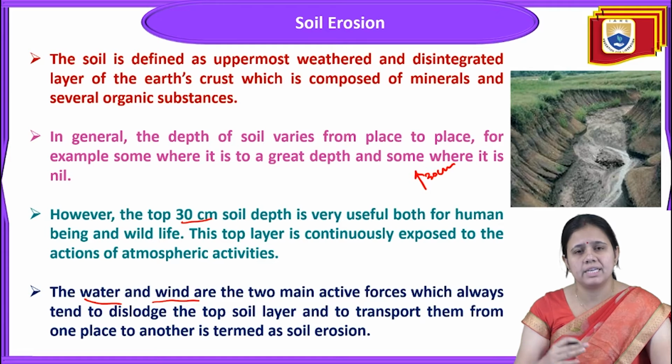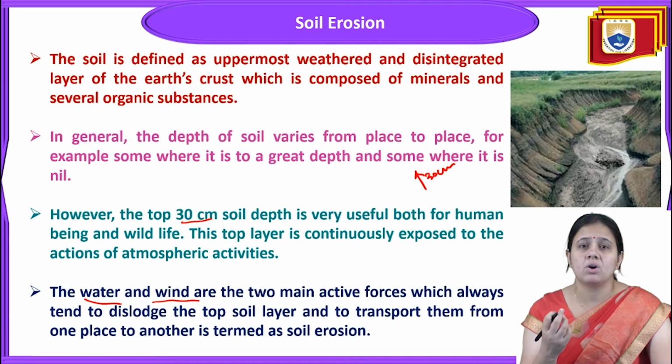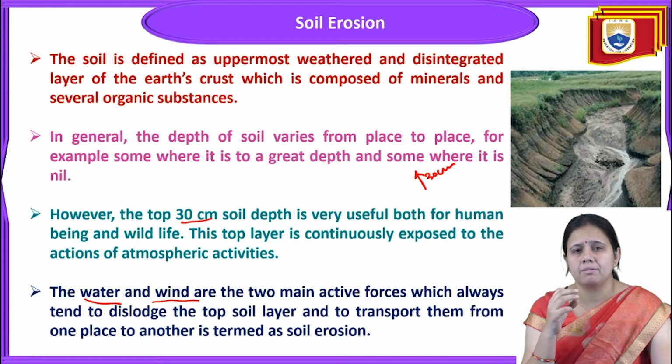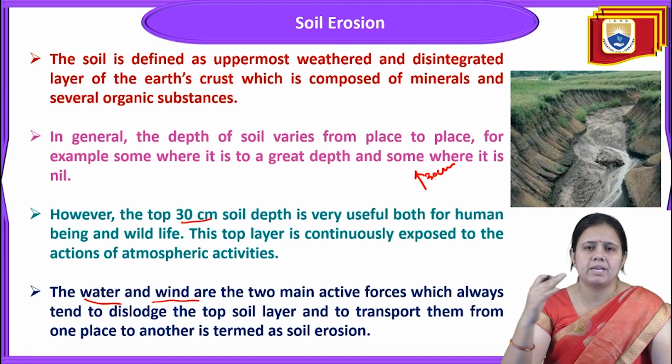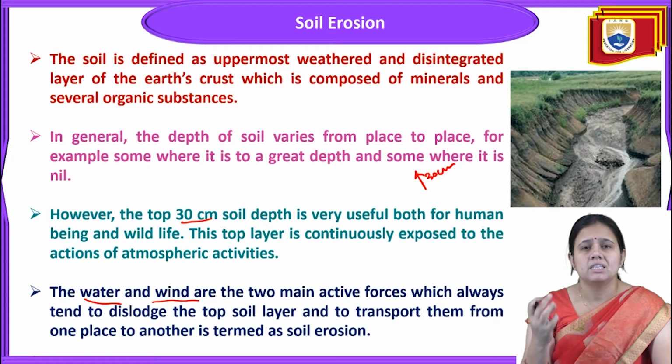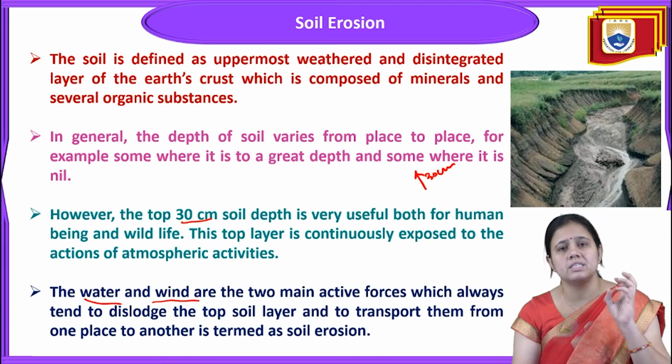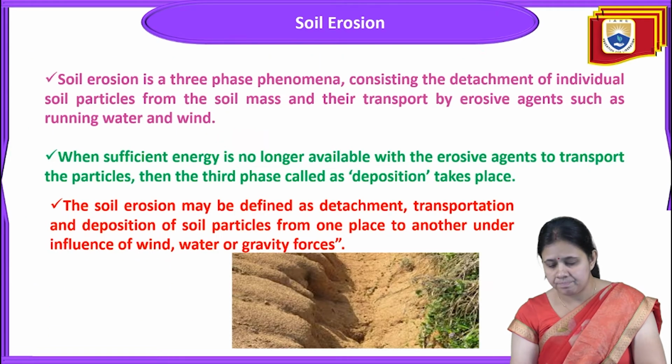This will lead to a decrease in soil fertility, because the topsoil has many organic compounds. It has many organic substances and minerals, and these organic compounds are very useful for crop production. So due to soil erosion, the dislocation of soil from one place to another, the fertility of the soil decreases. That's why soil erosion is a great concern for today's world.